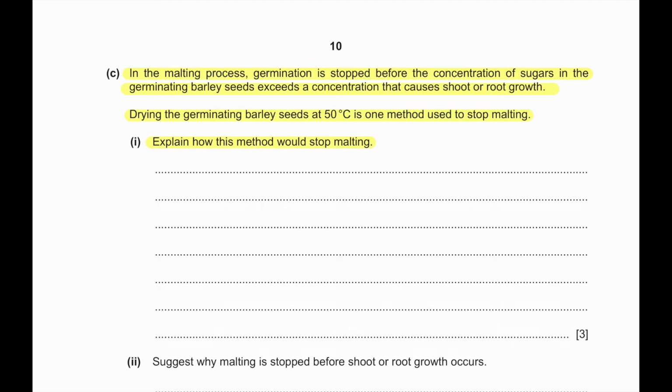So basically, the enzymes are denatured at higher temperature, like 50 degrees Celsius. At high temperature, the tertiary structure of the amylase changes. As a result, the active site changes shape. The active site is then no longer complementary to the starch. High temperature dries the embryo, so the gibberellin synthesis also stops.